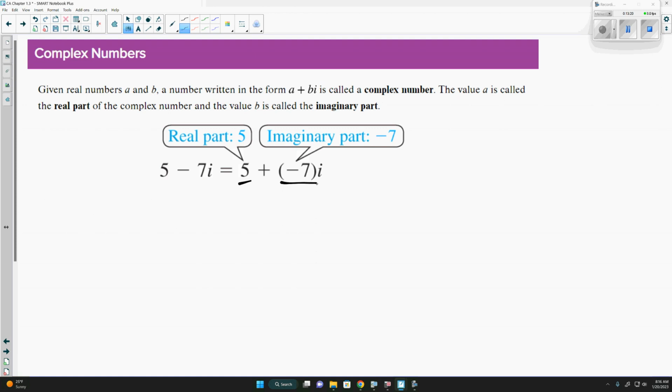Now, any number can be rewritten as a complex number, even if we just had the number 7, because I can say 7 plus 0i. That's a complex number. Even if we had, say, negative 7i, well, I can still rewrite it as a complex number with a real and an imaginary part. It just means one of them is going to be 0. Still a complex number.